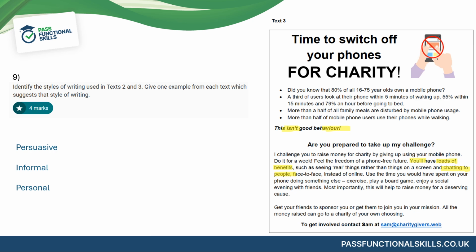And we can also say that this text is personal as well. We've got lots of the author's own direct opinions, and they use words like you, did you know, I challenge you, and we've also got words like I as well, showing that it's written from the author's personal point of view. So any one of those 3 styles and any of their corresponding examples would work for that text as well.